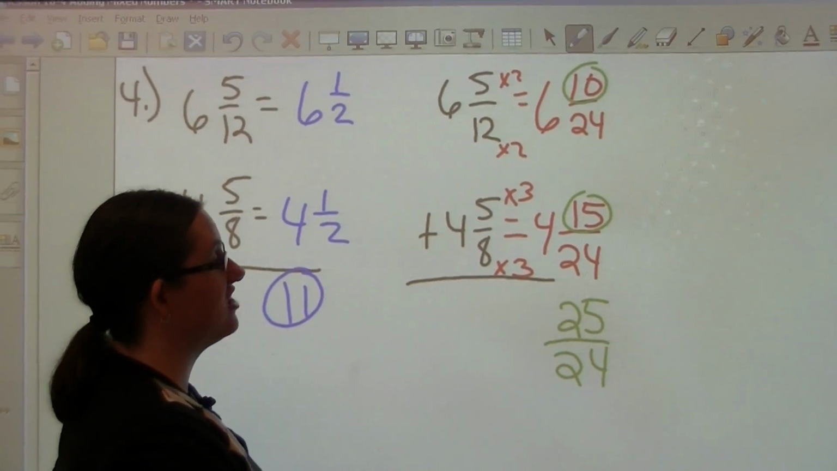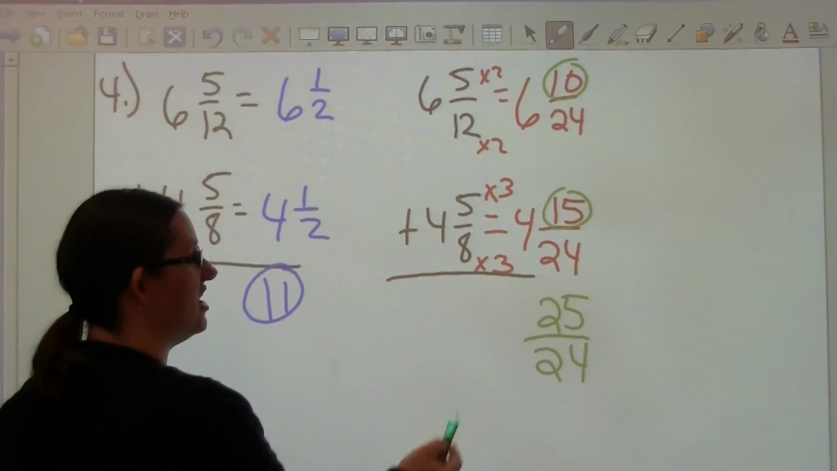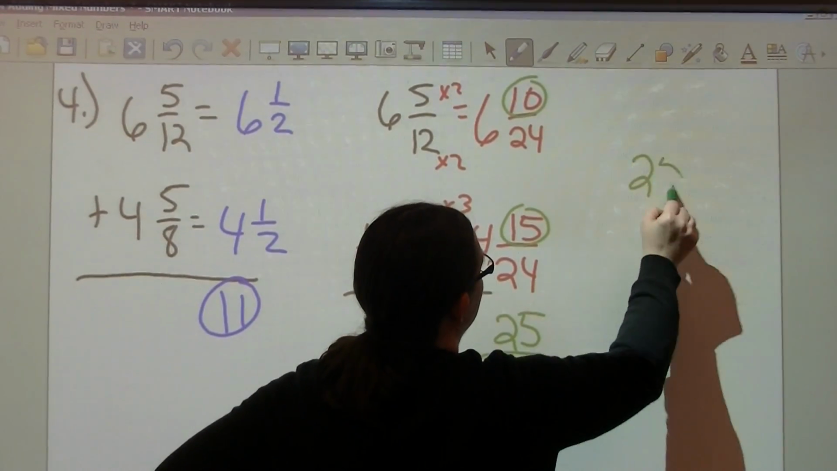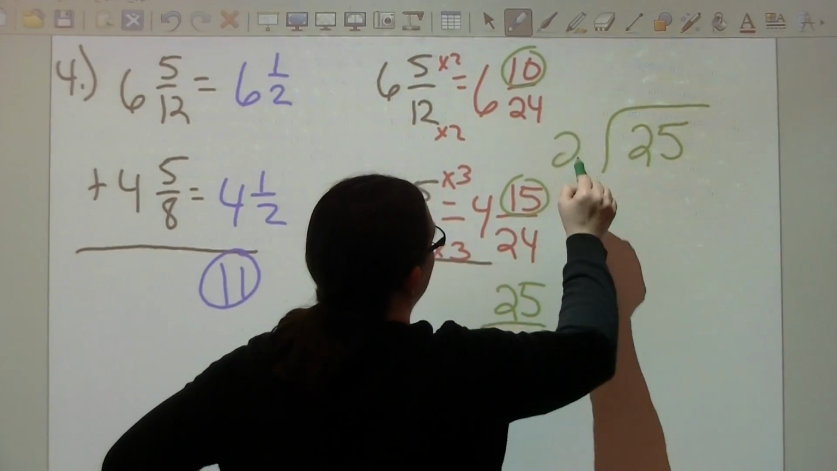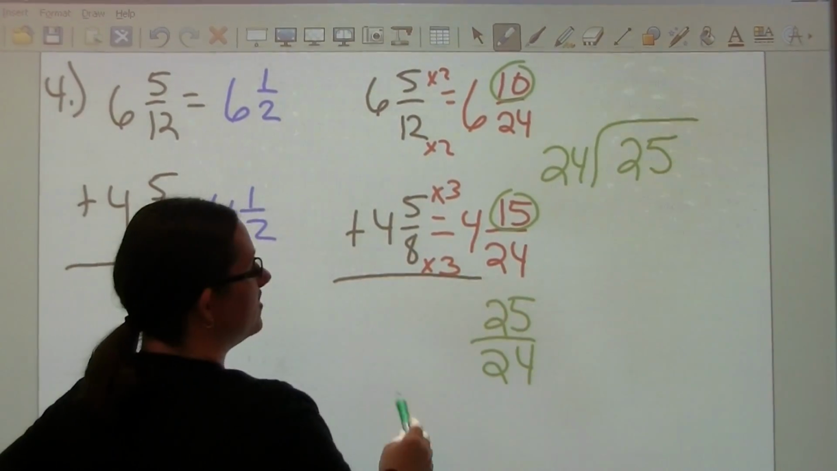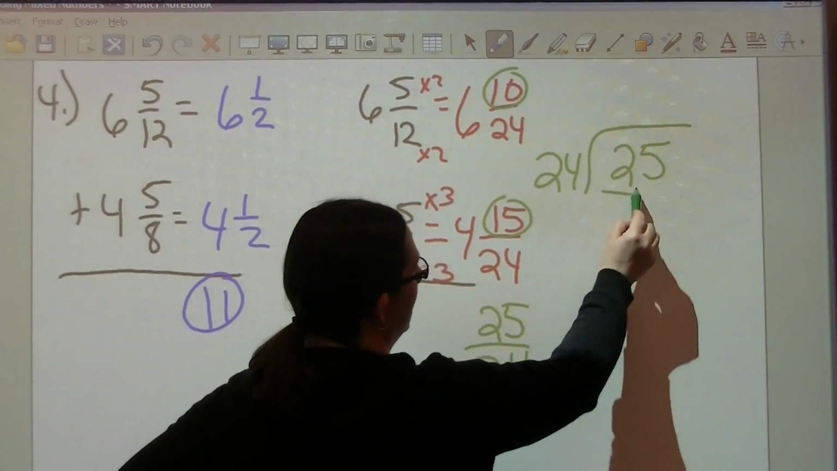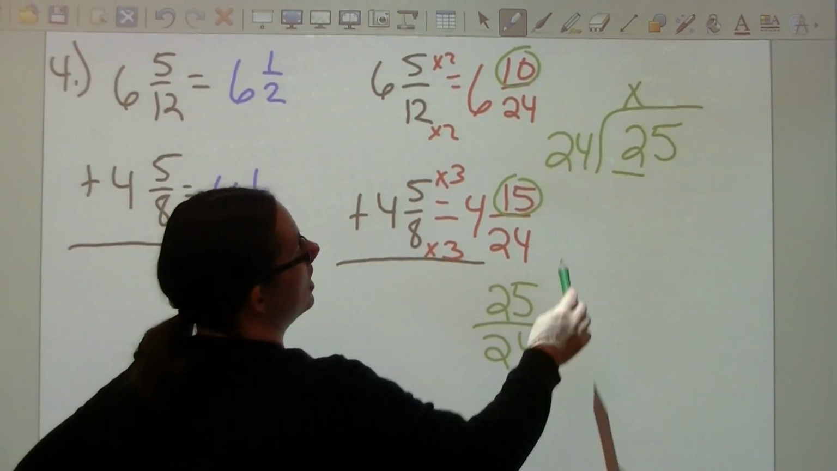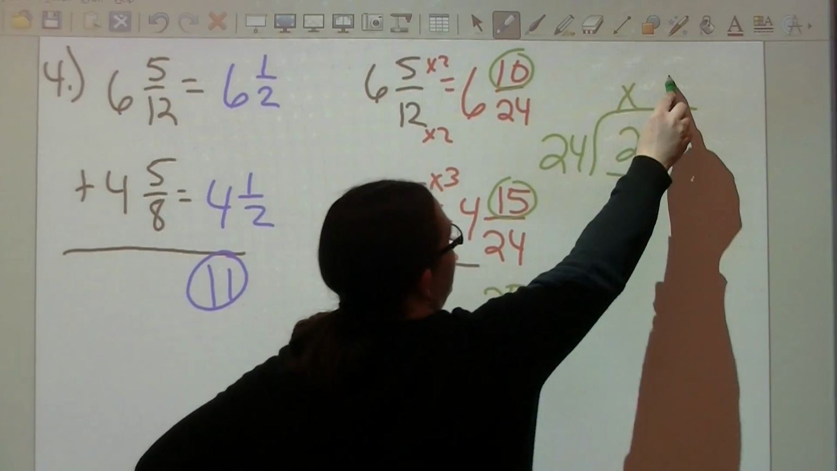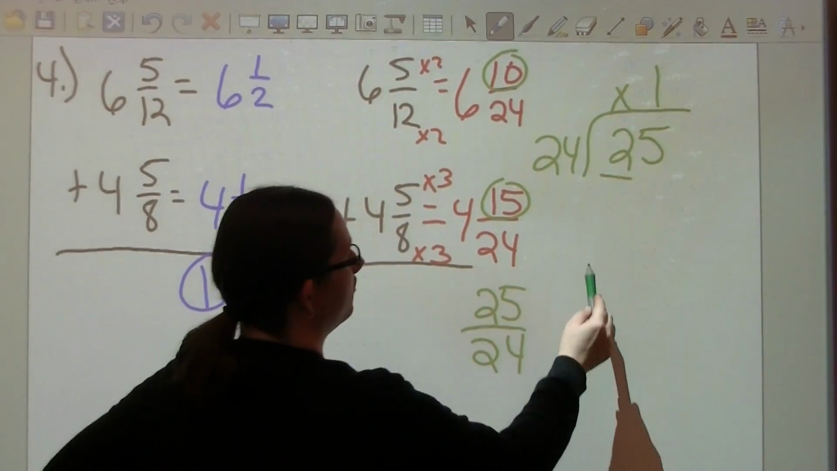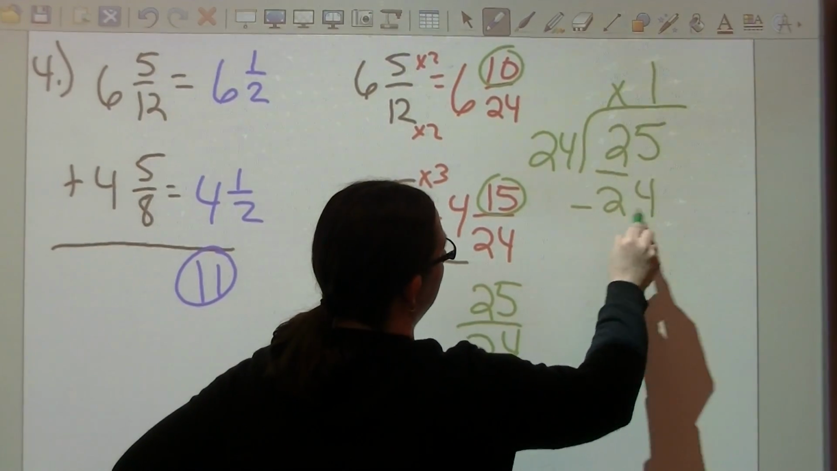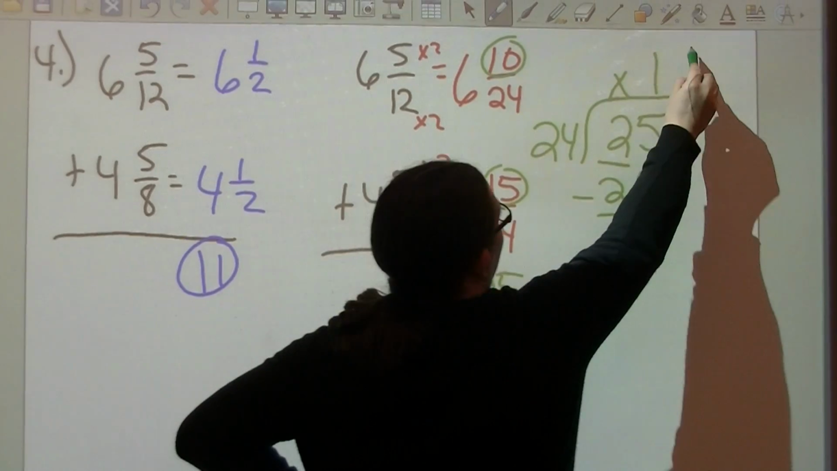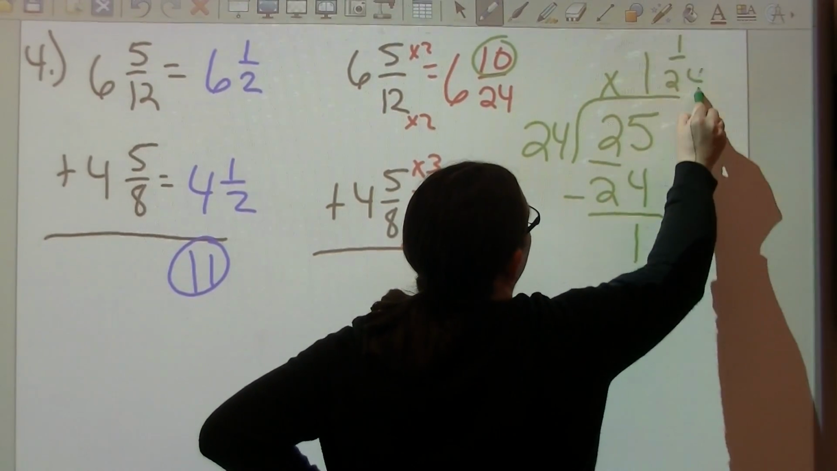An improper fraction. So what's our next step? We need to change that to a what? Mixed number. Again, numerator goes in your house, denominator goes outside. So what is 25 divided by 24? Again, we can't do 2 divided by, so either leave it blank, x, or 0, and we know that 24 only fits in there one time. What's 1 times 24? 24. 25 take away 24 is 1. So this becomes 1 and 1/24.